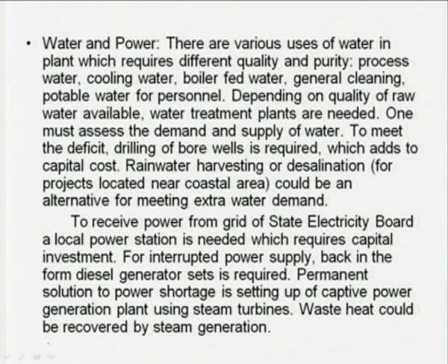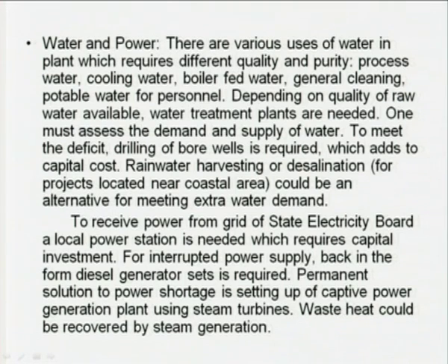Okay. Another option is harvesting rainwater or water from melted snow if the factory is located near hilly areas where snowfall is likely to occur. Okay. Now, another option is the desalination of seawater and brackish water, okay, but it is capital intensive and it is viable only for mega projects located near coastal areas.